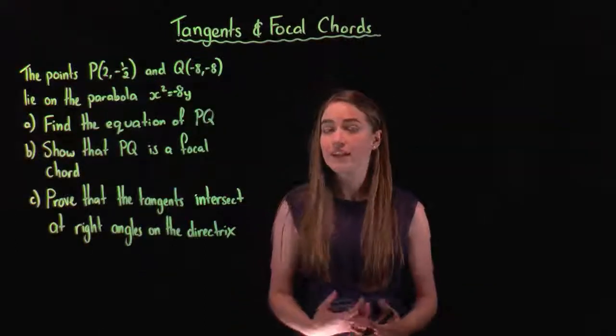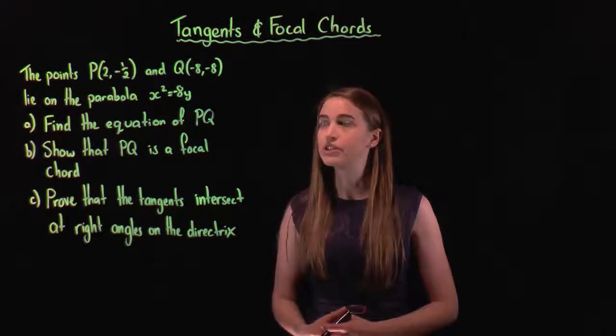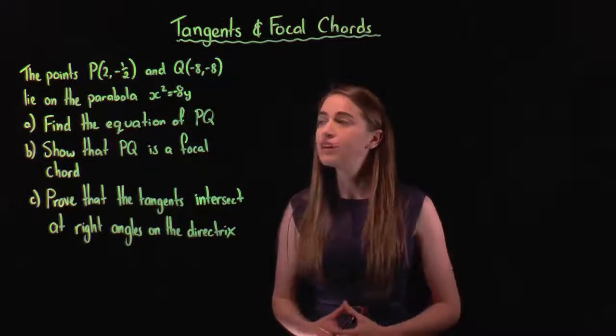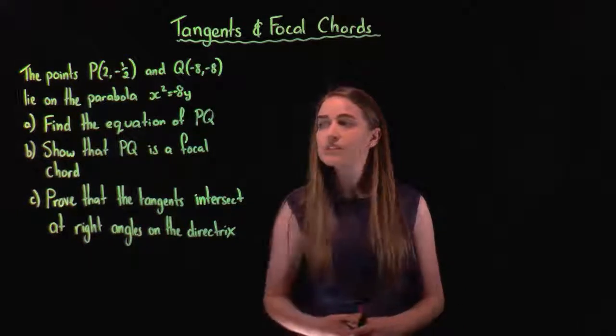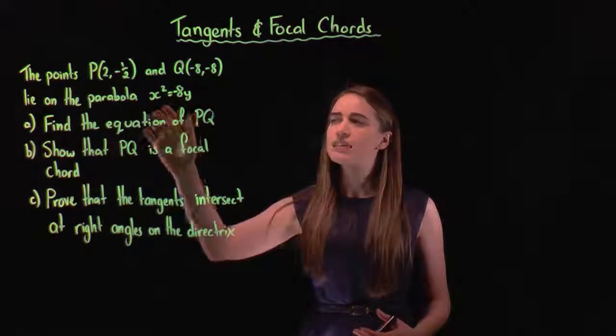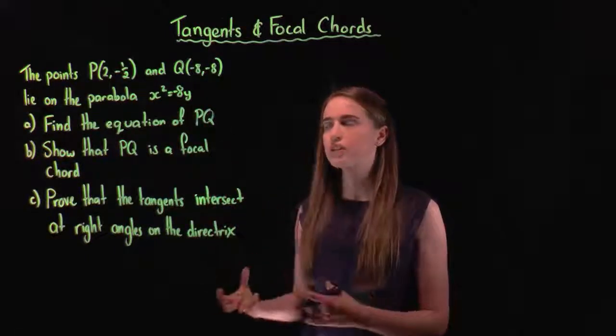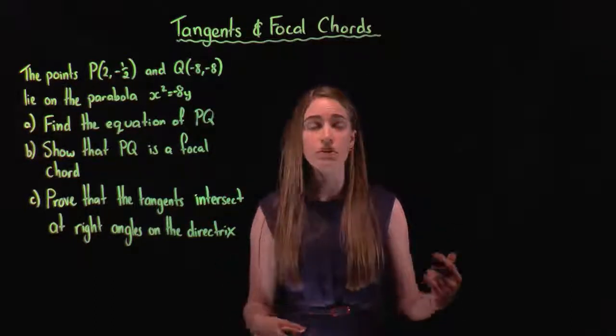All right, let's have a look at an example. So we've got the points P (2, minus a half) and Q (minus 8) lie on the parabola x squared equals minus 8y. Part A asks us to find the equation of PQ. Now, because this is in our standard form, I'm not going to just plug numbers into that formula. What I'm going to do is I'm going to go through and derive it again.